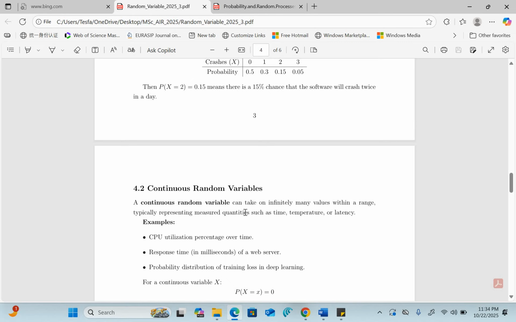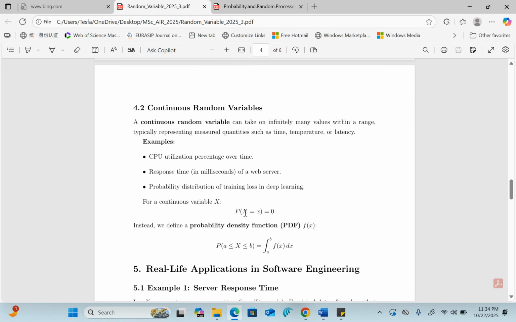So let's come to the other type of random variable, which is the continuous random variable. A continuous random variable can take on infinitely many values within a range, typically representing measured quantities such as time, temperature, or latency. For instance, take CPU utilization percentage over time. Obviously, you can assume an infinite number of utilization rates over time. Server response time, for example, can again be modeled using a continuous random variable.